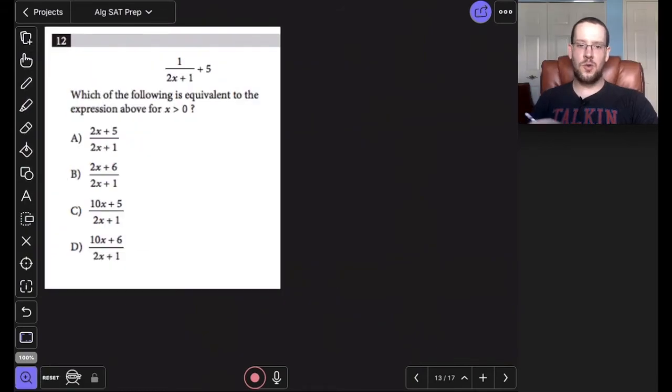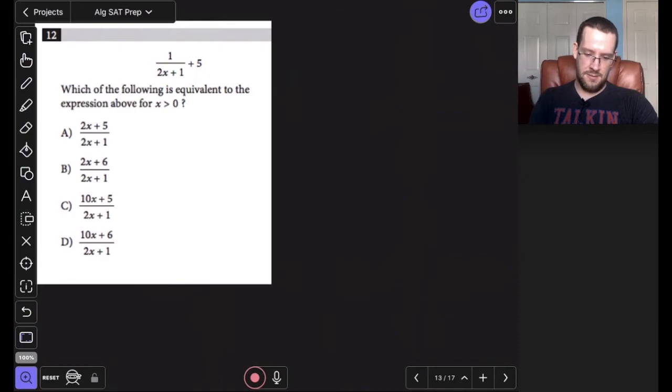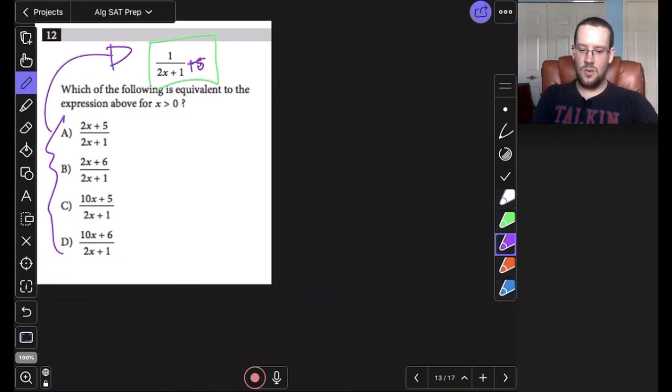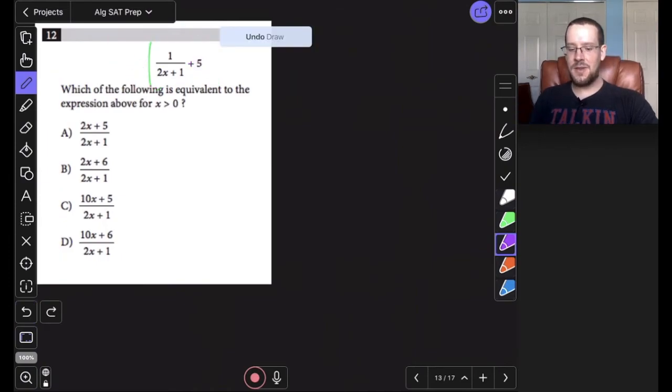Which of the following is equivalent to the expression above for all x greater than 0? So we're only considering positive numbers here. What we want to do here is notice what's happening. We got this piece of junk plus number 5. So what do we want to do? We want to know which one of these things is equal to that. But instead of setting up an equation, I'm just going to combine these terms together.